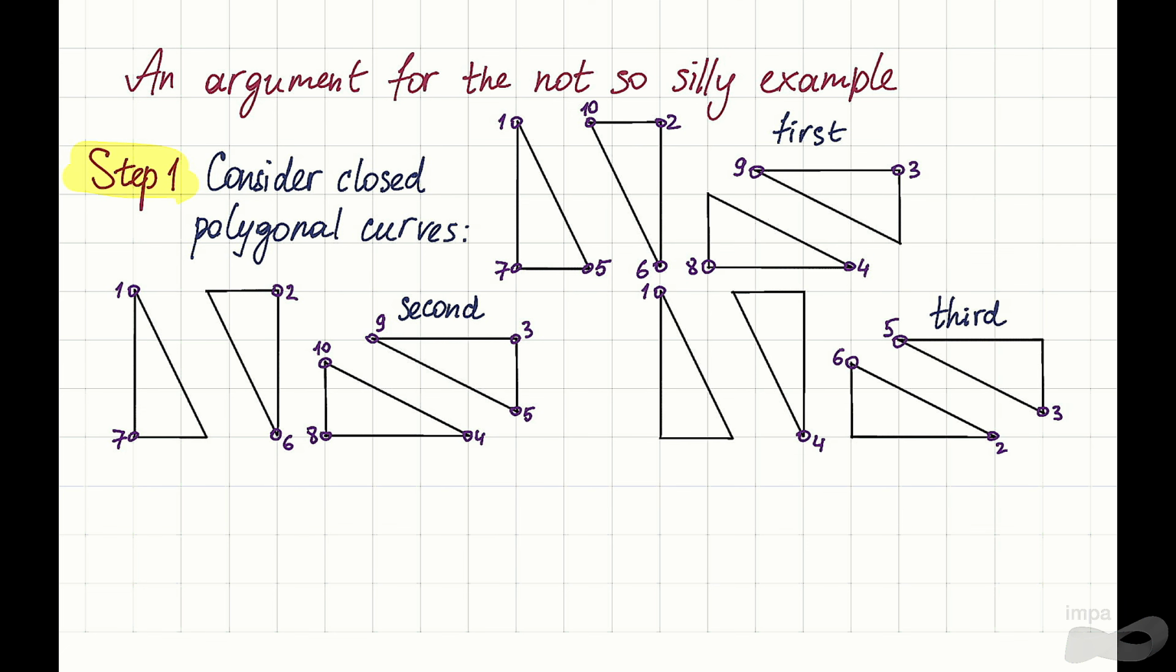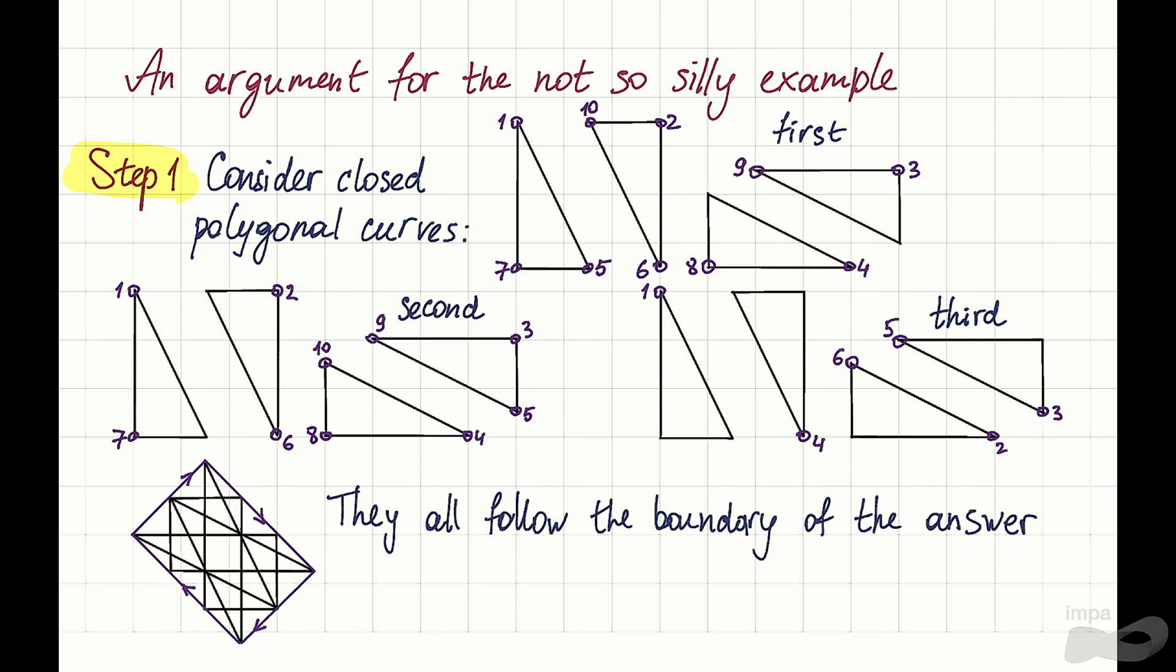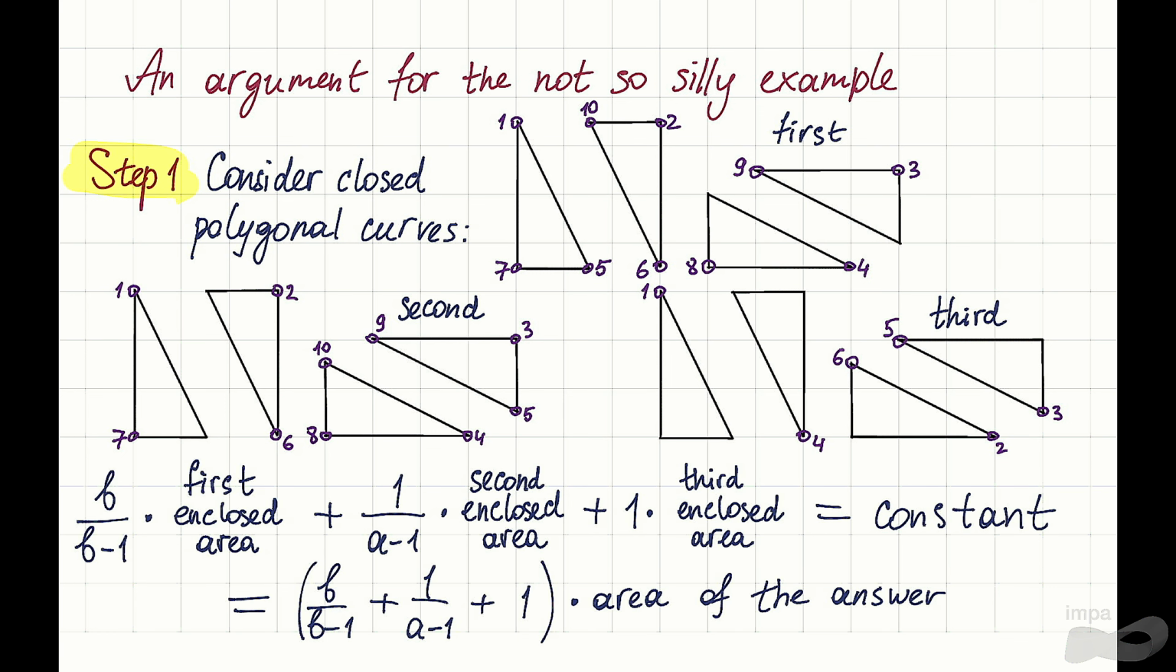Here's the third one, a bit simpler than the first 2. And then it just happens that if you draw the same curves in the answer, they follow the boundary of the answer. That makes sense, because we want the enclosed area to be equal to the area of the convex hull, so it's natural to expect. And it happens that a certain linear combination of the three enclosed areas is constant.